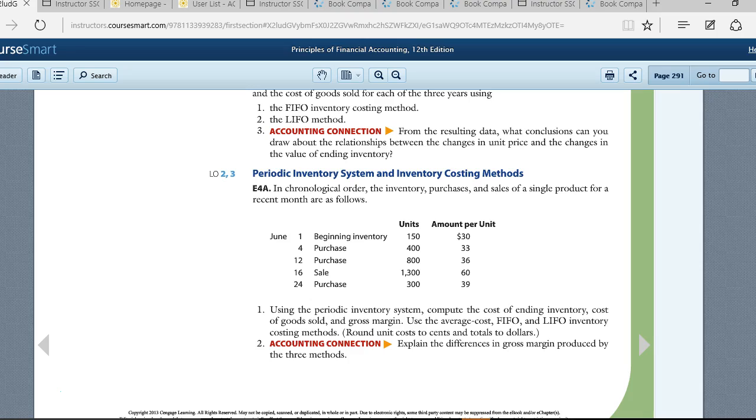So what we see with E4A is we started with a beginning inventory of 150 units. On June 4th, we purchased 400 units. On June 12th, we purchased 800 units. On June 16th, we sold 1,300 units. And on June 24th, we purchased 300 units. So what we're going to do is look at the various methods.